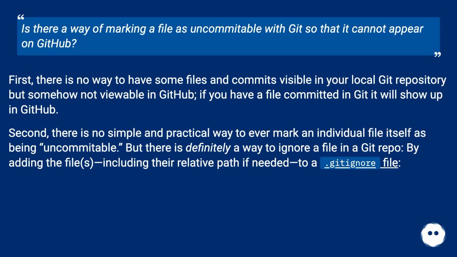First, there is no way to have some files and commits visible in your local Git repository but somehow not viewable in GitHub. If you have a file committed in Git, it will show up in GitHub. Second, there is no simple and practical way to ever mark an individual file itself as being uncommittable, but there is definitely a way to ignore a file in a Git repo by adding the files, including their relative path if needed, to a .gitignore file.